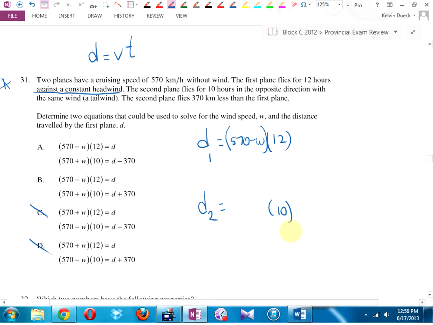Okay, fine. The second plane flies in the same direction as the wind. It flies at 570 plus the wind. That's the second plane's distance. Oh, and I know one more thing. Can you read to me the last sentence in the first paragraph, Ben, my friend? The second plane flies 370 kilometers less than the first plane. The second plane's distance is the first plane's distance less 370.